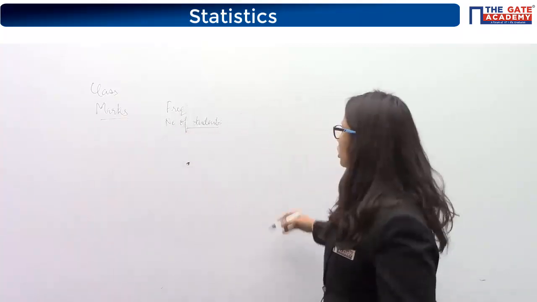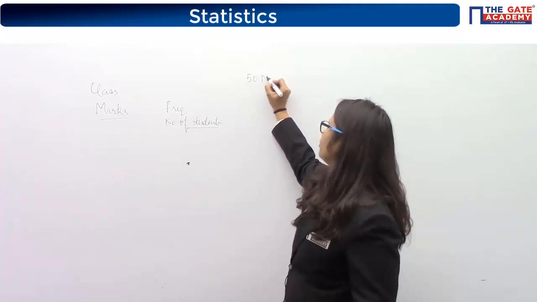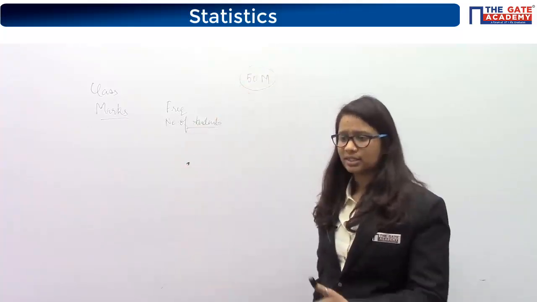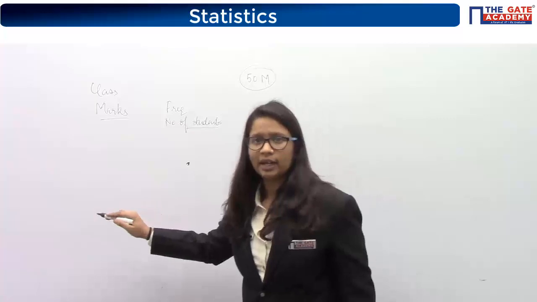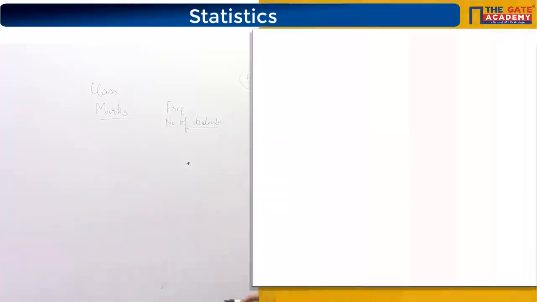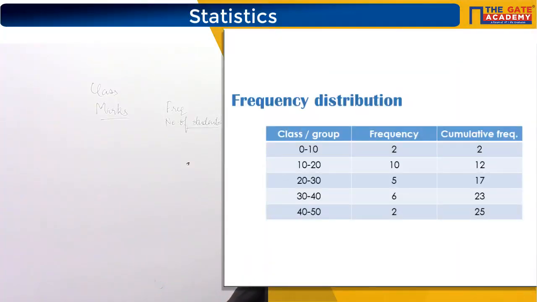So if the total marks was 50 marks, I can divide this 50 marks into some classes like this: 0 to 10, 10 to 20 and so on. Then I can find out how many students are falling into which particular class, and that will be known as its frequency. You can see that 2 students are getting 0 to 10 marks, while 40 to 50 marks are also got by 2 students.